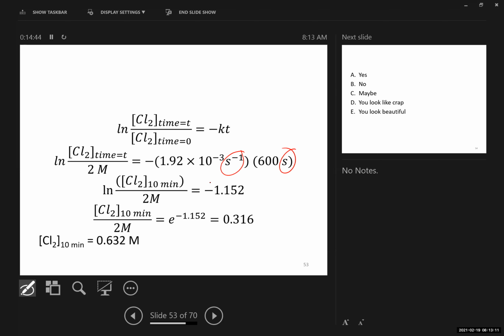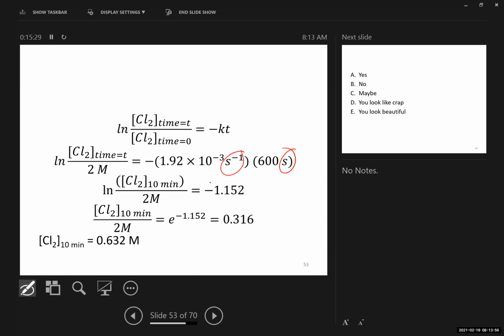Ten minutes is 600 seconds. The initial concentration of chlorine is 2 molar. I've just got a number on the right-hand side and a natural log on the left-hand side. The anti-function for the natural log is e to the x. So if I take e to both sides, the natural log disappears on the left, and I end up with e to the minus 1.152, which of course is just a number on the right-hand side. A little cross multiplication tells me that there should only be 0.632 molar chlorine left after 10 minutes.